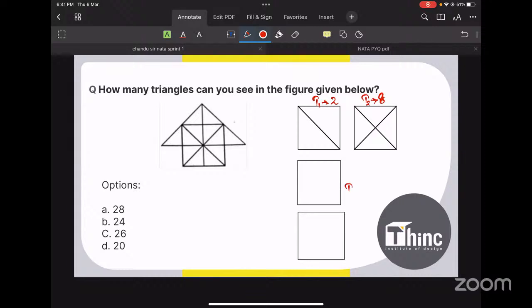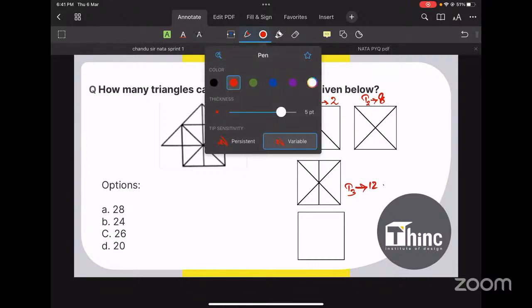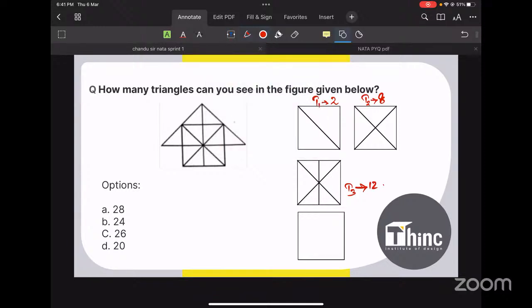So this is type 3. It has 12 triangles in it. So if we have a previous idea, we shouldn't need to count. Okay. We can move on to the next one.